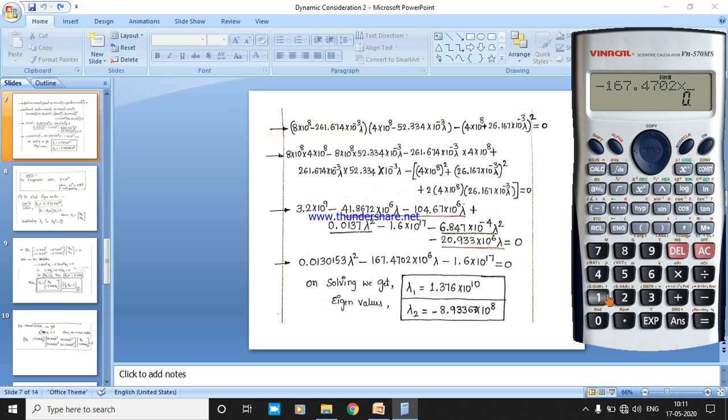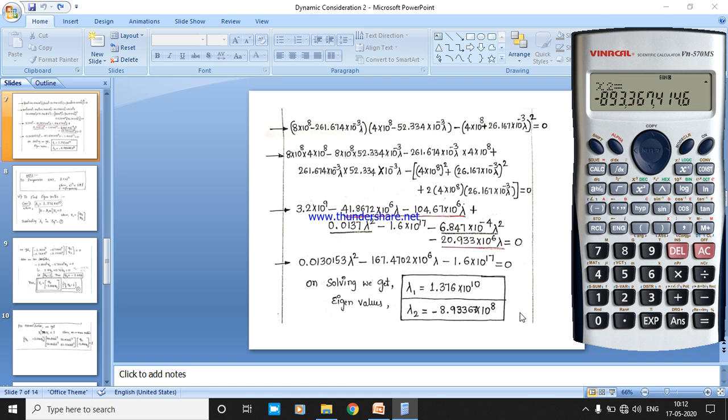167.4702 into 10 raised to 6, I forgot this, 10 raised to 6, is equal to, now this minus 1.6 into 10 raised to 17. Okay, now I got 1.376 into 10 raised to 10 and minus 8.993 into 10 raised to 8. So now I got lambda 1 and lambda 2.